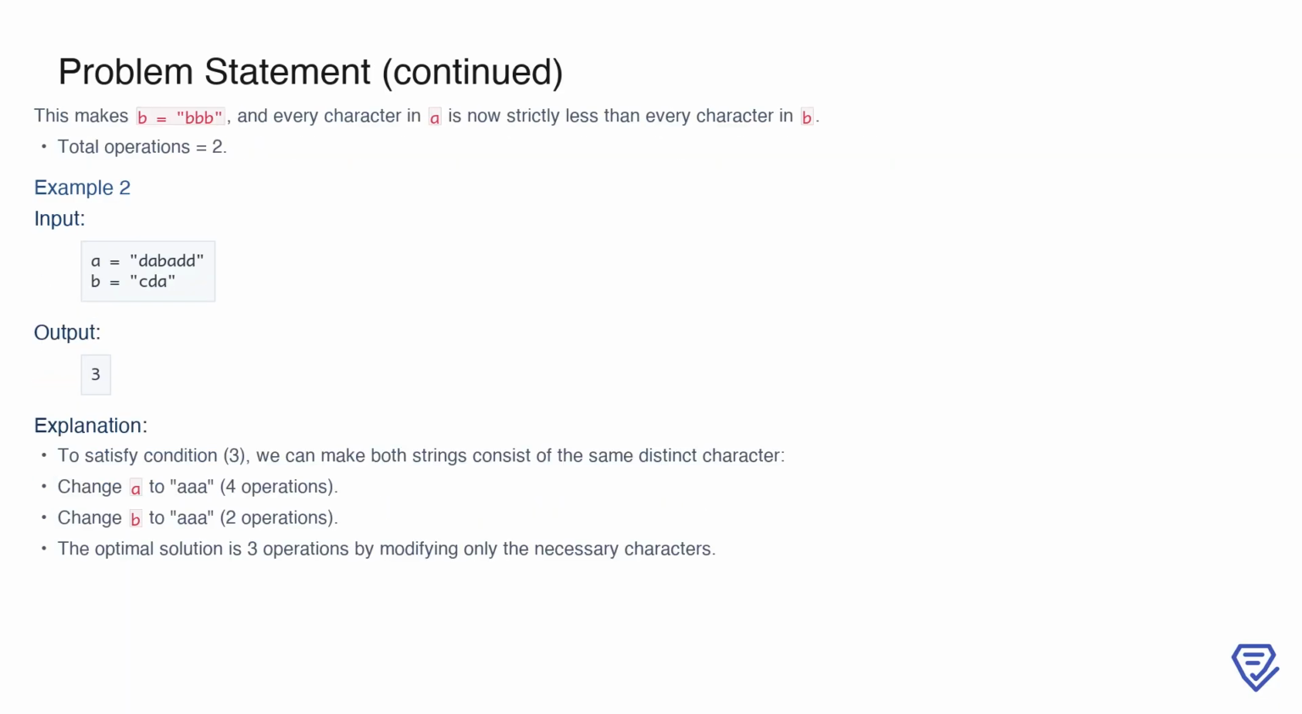Now let's consider another example with A equals DABAD and B equals CDA. In this case, the output is 3. To satisfy the third condition, where both strings consist of only one distinct character, we can modify both strings to become AAA. For A, we would need 4 operations to make all its characters A, and for B, we would need 2 operations. However, the optimal solution is to make the necessary changes such that only the minimum number of operations is performed. Here, the optimal solution involves 3 operations, ensuring the third condition is satisfied.